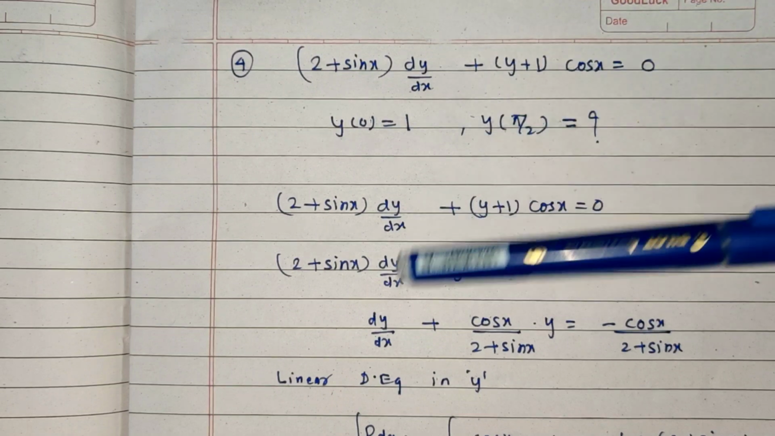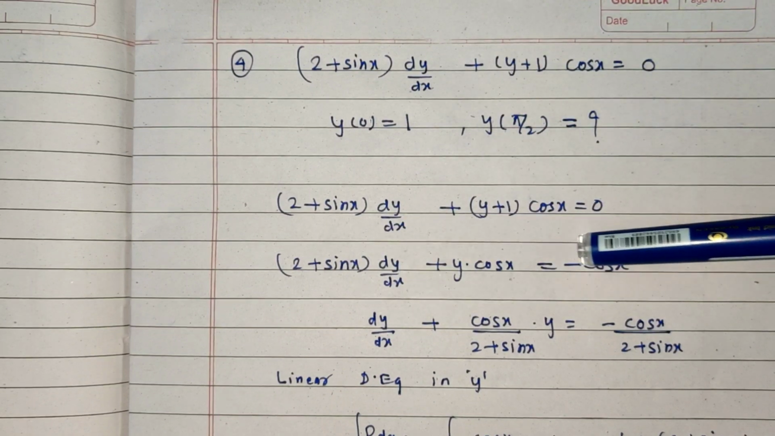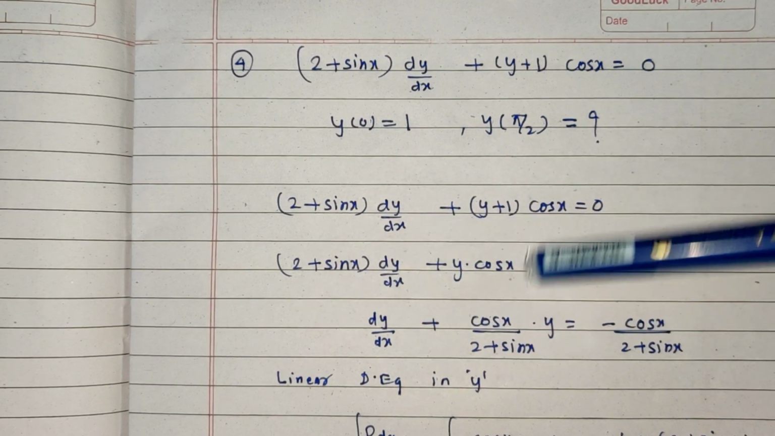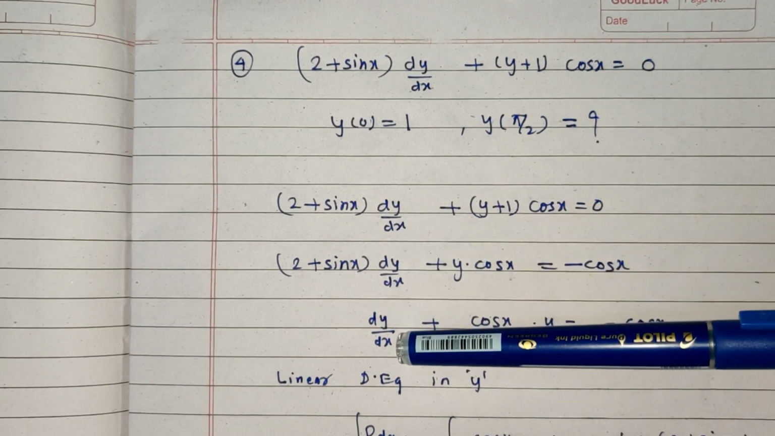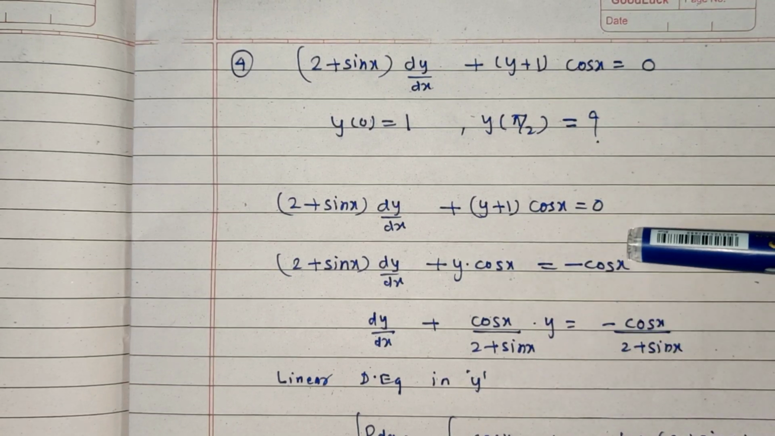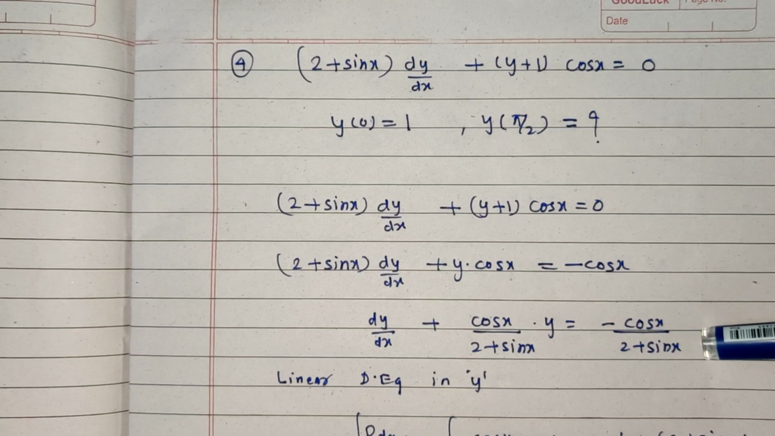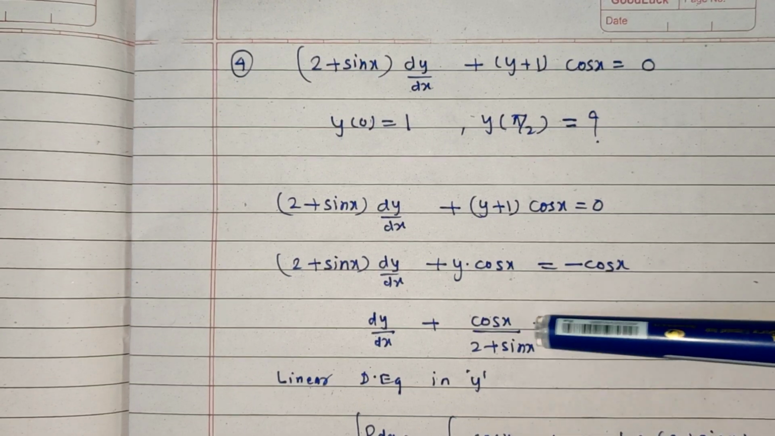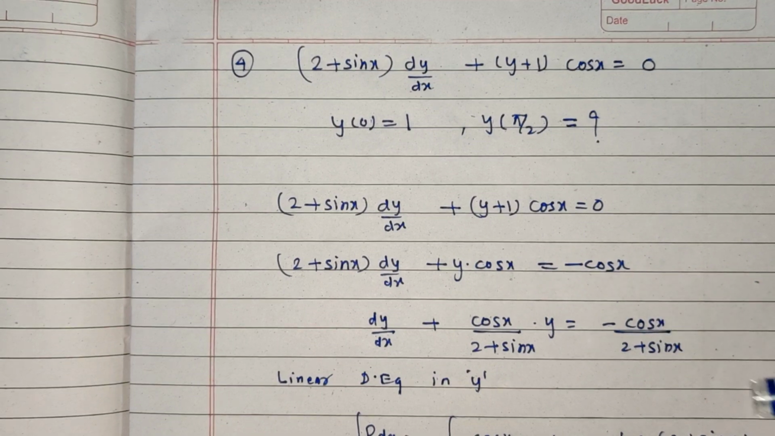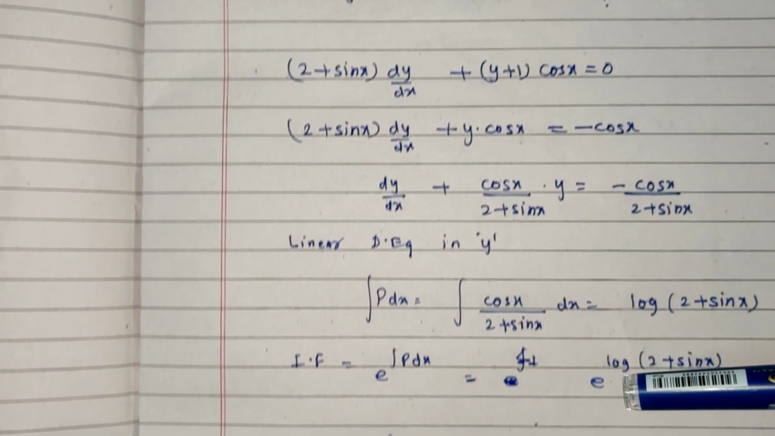First of all we put the differential equation in linear differential equation form. How can we put it? We divide by 2 plus sin x. So dy by dx plus cos x upon 2 plus sin x times y equals minus cos x upon 2 plus sin x, which is a linear differential equation in y. It is of the form dy by dx plus Py is equal to Q.